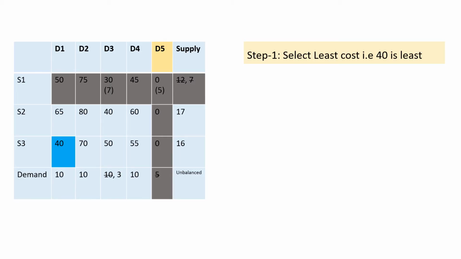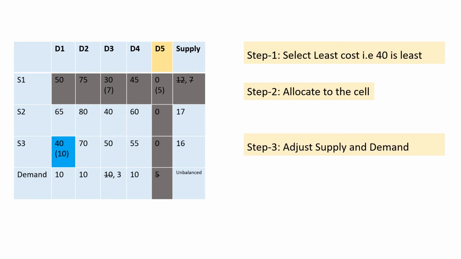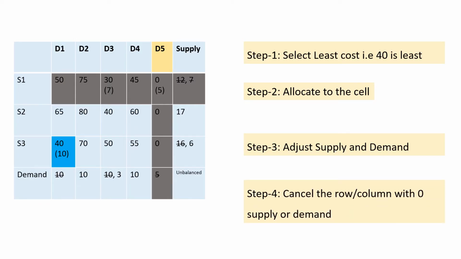By the way, if we encounter 2 cells having equal value, we can just select arbitrarily, we can just select one randomly. So we select this one, then after we have to allocate to this cell, and there is 16 here and there is 10, so we have to allocate 10, and then after we have to adjust the supply and demand. From here we cancel 10, and from here we subtract 10, and the next task is to cancel out the D1 column because there is no demand. And the next step is to repeat the step 1 again.